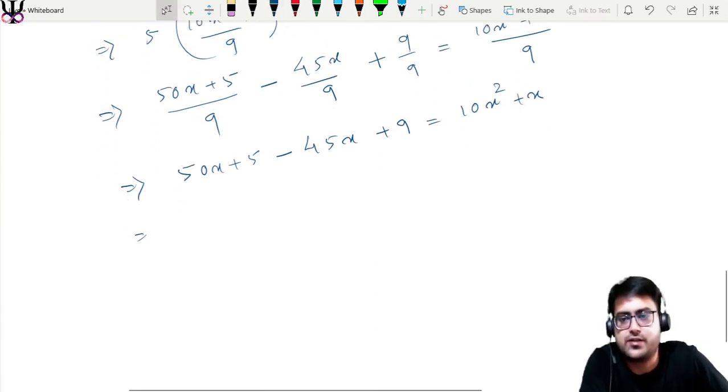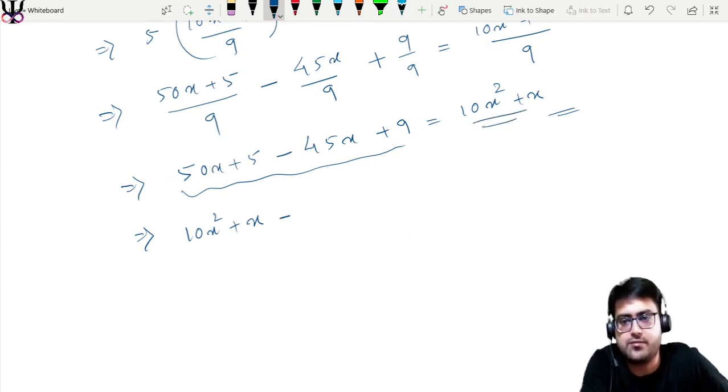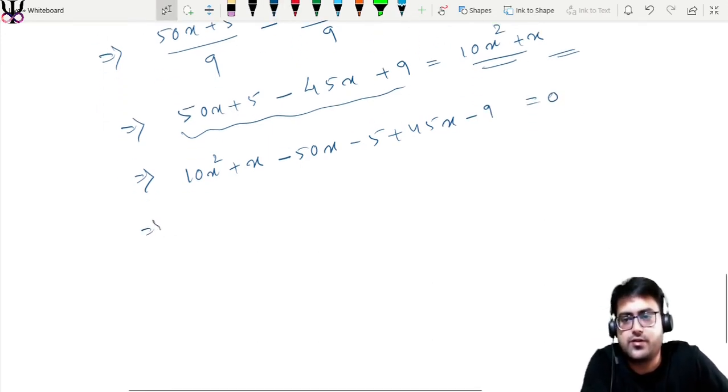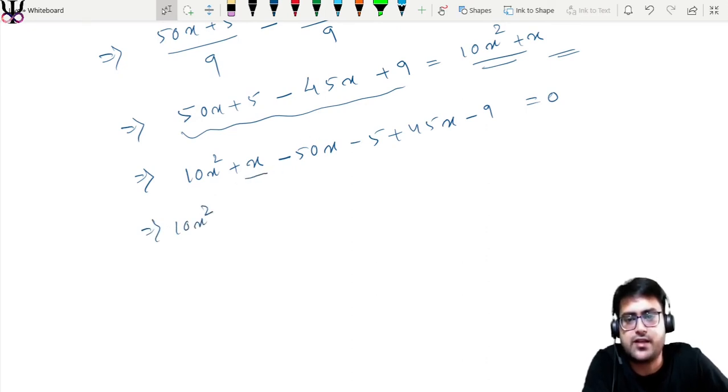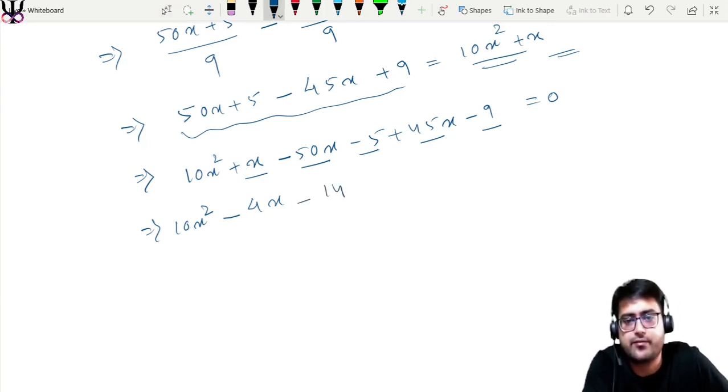So why don't we just take all these terms to the right side and then invert it, like exchange the sides, okay? So it's going to be 10x squared plus x as it is, then all of these terms will be negative. So minus 50x minus 5 plus 45x minus 9. So in this case, it's going to be 10x squared. So all the x terms, x minus 50 plus 45. What is that? Minus 50 plus 45 is minus 5, right? Minus 5, but then plus x is going to be minus 4x. Minus 5 and minus 9, that would make minus 14, equals 0.